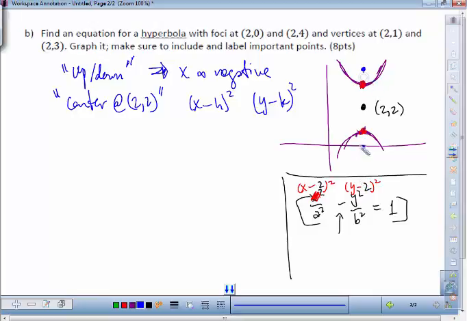So this, by the way, is called the major axis. x equals 2 is the major axis. And this will help us find our a and b.